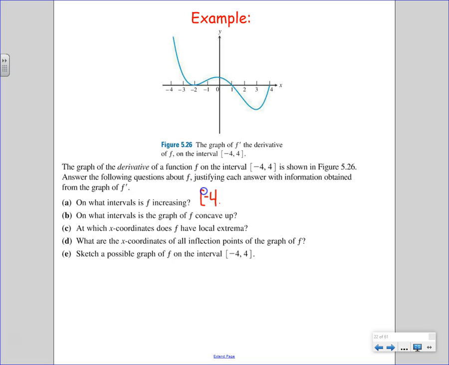What would your rationale be if you had to give it? It says justify each answer. Good. Since f prime of x is greater than 0 on that interval, right? Now pause. What should I change?